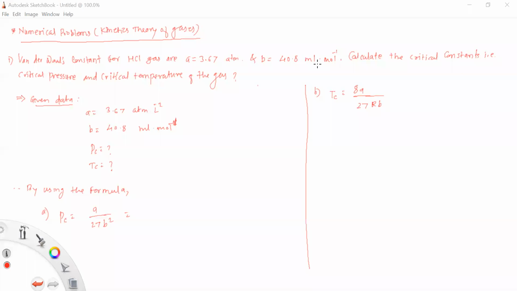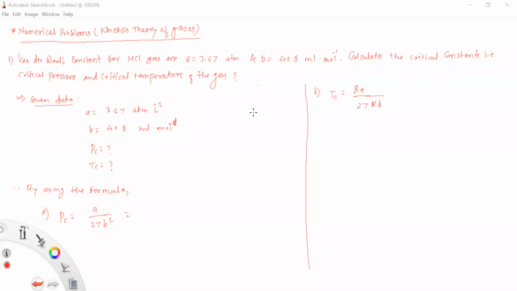In the last lectures, we have finished our theoretical part of the kinetic theory of gases. Today, we are going to discuss the numerical problems. We are solving some numerical problems which are based on the kinetic theory of gases, right?